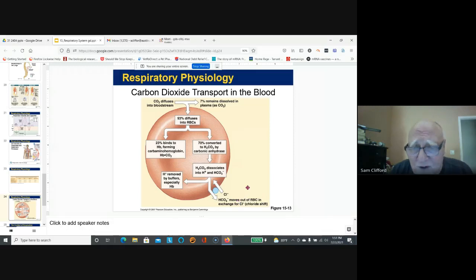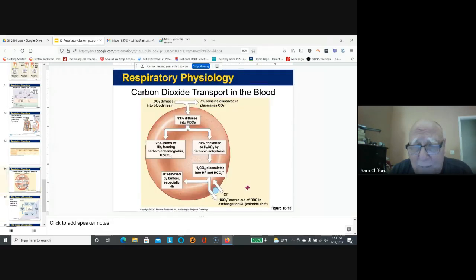And just the opposite reaction will happen in the lungs, where this CO2 will come back. This bicarbonate will come back into the red blood cells, and the reaction is reversed, and CO2 then diffuses from the blood into the alveolar sacs, and with expiration, that CO2 is moved into the air, and we get rid of excess CO2.